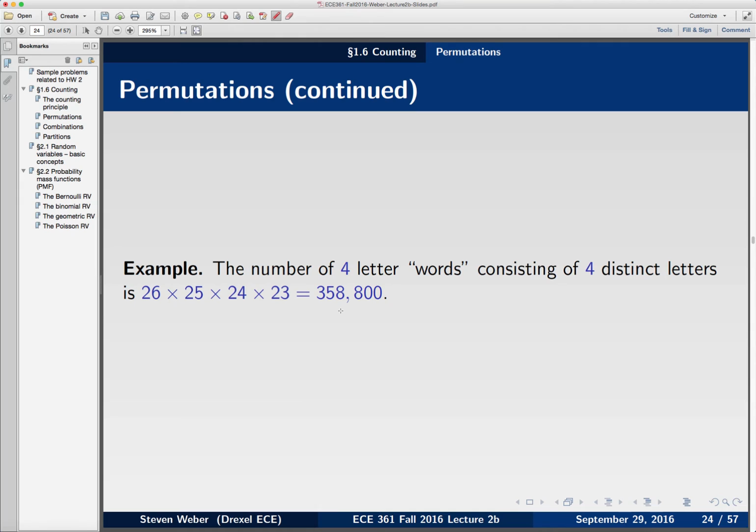Example. Consider the number of 4-letter words, meaning I don't need actual English words, but rather simply 4 letters from the 26-letter alphabet, consisting of 4 distinct letters. How many such words are there? Well, there are 26 options for the first letter, 25 for the second, 24 for the third, and 23 for the fourth.